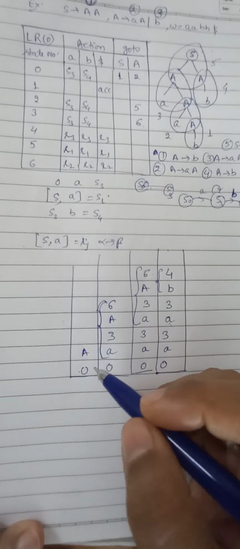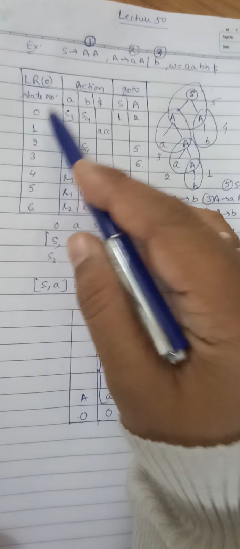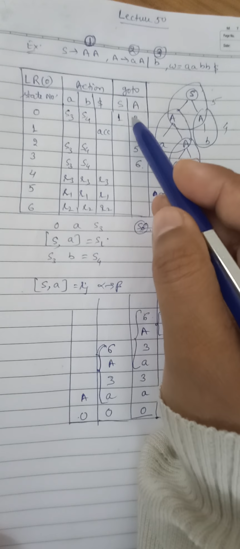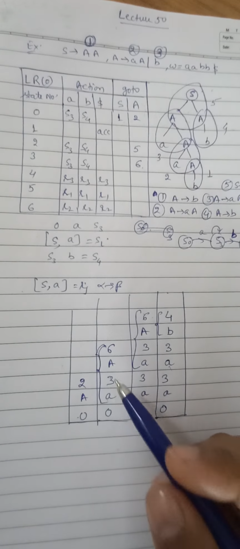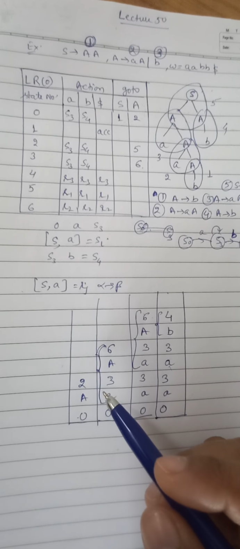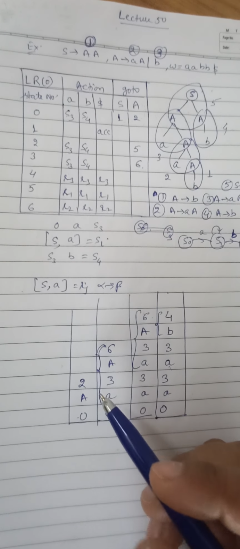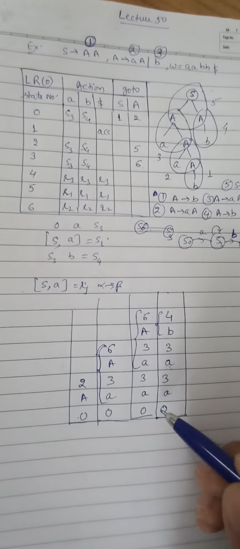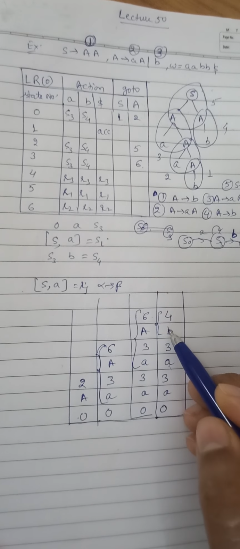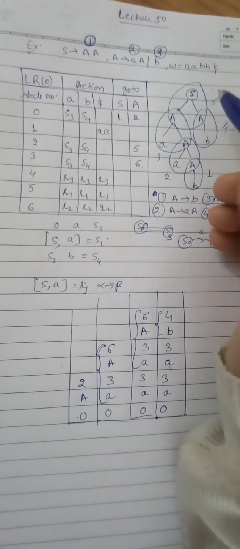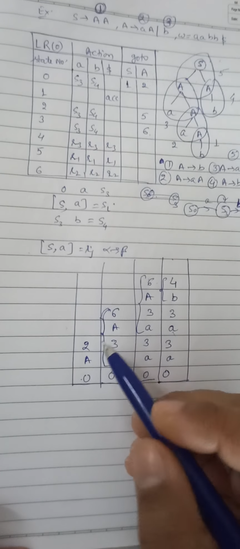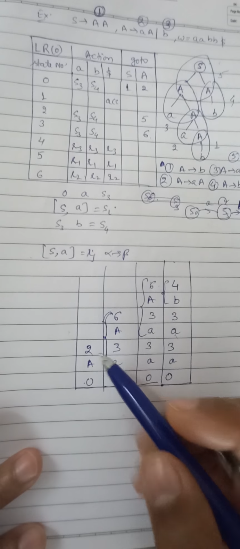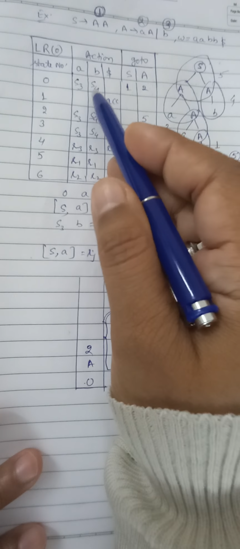Now from the 0 state, for A, from the table we can say we reach the 2nd state. So we will write here 2. Till now what do we get? We get AAB. Now one more B is required, because the string is AABB. So for the next B, from the second state for B, we are reaching at S4.